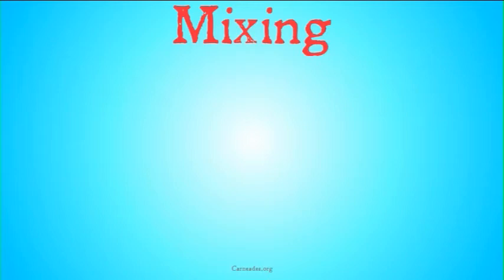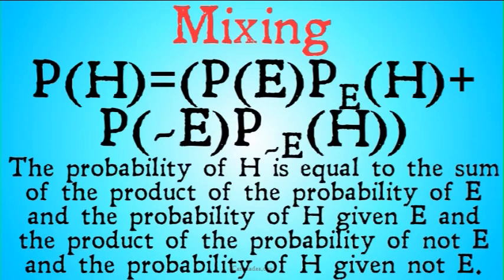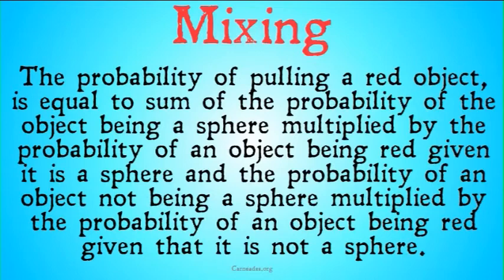Another consequence, which is a little more complicated, is mixing. Let's take a look. So, probability of H is equal to the probability of E times the probability of H given that E, plus the probability of not E times the probability of H given that not E. This seems a little confusing, and it may not be very clear how this directly follows from the information we've been given so far. So let's take a look at some examples that might clear this up.